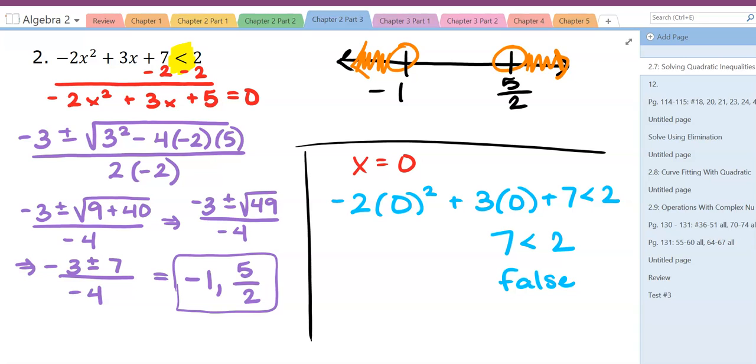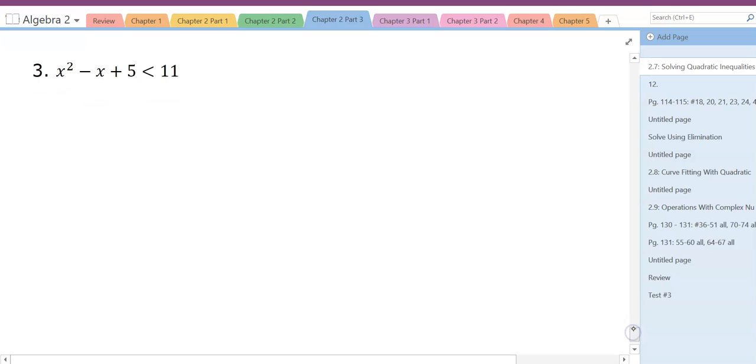Now you could go and you could check other numbers, like you could check negative 2, you could check a 3. That would be greater and less than those two solution points. They should get you true answers if you do that. But I think that if you guys are able to just test one and see if it's true or false, it should help you see where you should shade. So in this case, 0 didn't work. 0's in between those two numbers up there. So I don't want to include it. So I don't shade in the middle. They go opposite of each other. Okay, so why don't you guys try number 3. You should be able to factor this one easily if that's what you're going to choose to do.